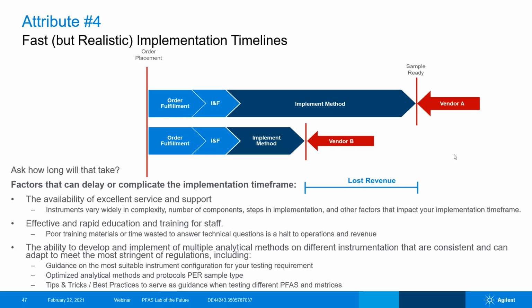Another attribute that is important for labs to understand is fast but realistic implementation times, right? And this touches back on what I talked about with the method development aspect, where what is critical for the labs is not just to determine the initial cost of the equipment, but how quickly you can get to running billable samples. And so, if it takes a lot longer to develop and implement a method from vendor A, even if the cost is a little lower, it actually might be more beneficial for you to invest a little bit more in the instrument, but have the method implemented a lot faster as well.